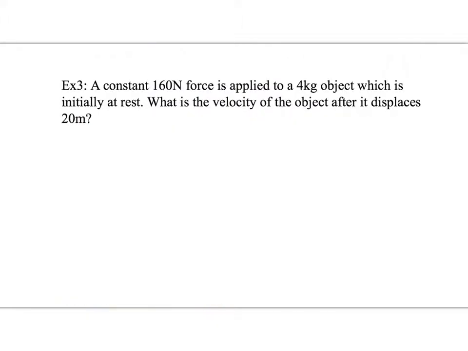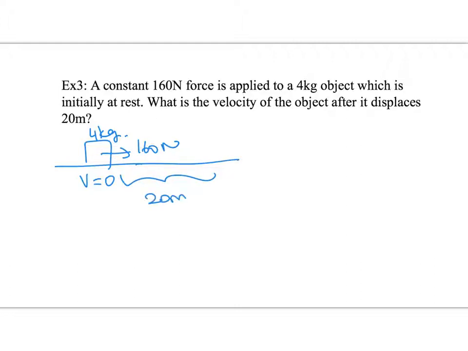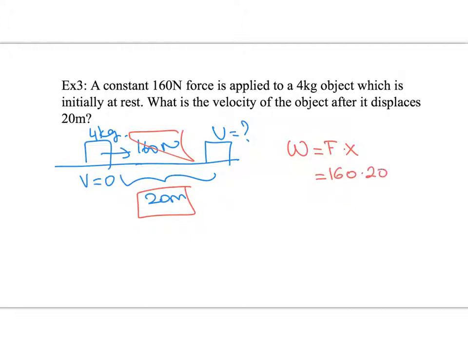A constant 160 newton force is applied on a 4 kilogram object which is initially at rest. What is the velocity of the object after it displaces 20 meters? So here I see that I have the force, I have the distance. So the work done is equal to force times distance, 160 times 20, 3,200 joules of work done.